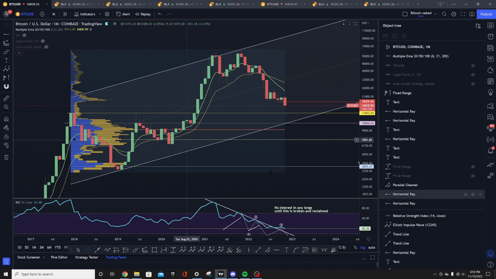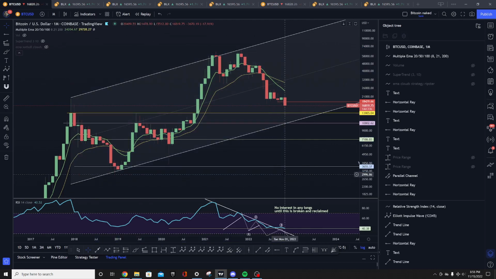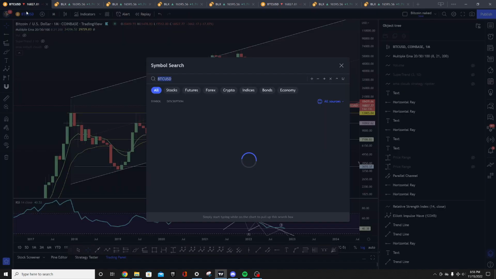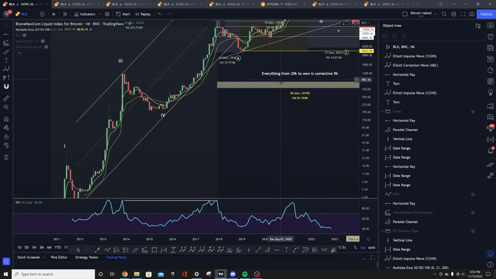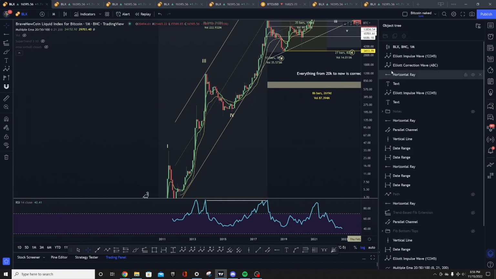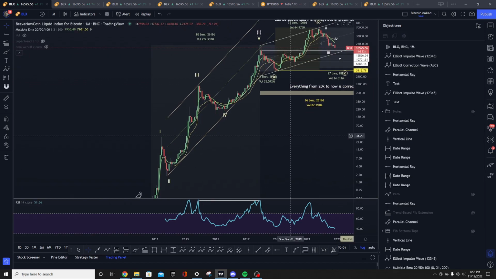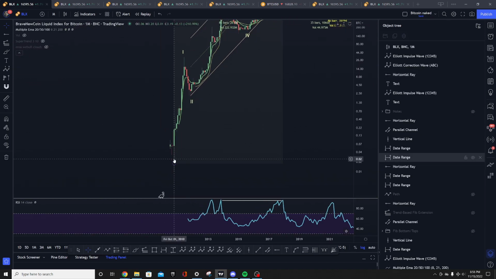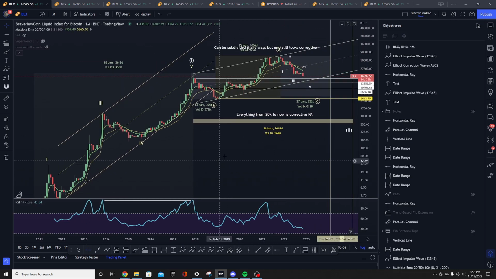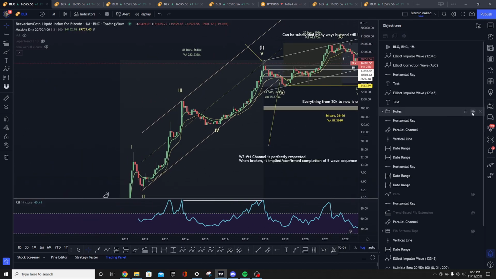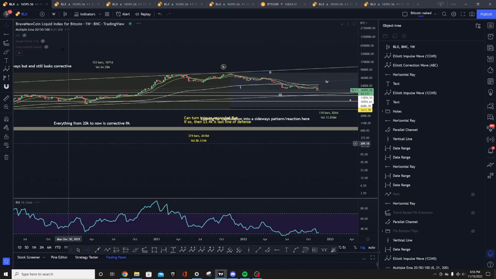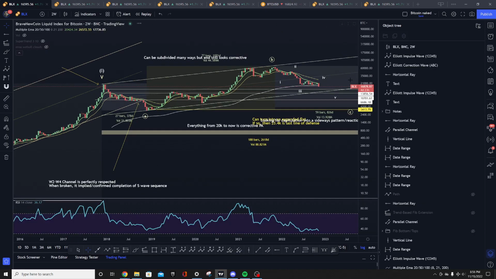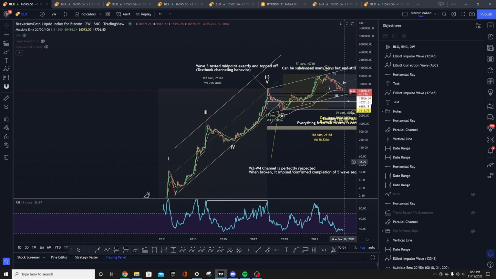Now that I've gone over the traditional TA, let's talk about the macro counts that I'm tracking. BLX is the chart that tracks Bitcoin's whole history, or as far back as it can go, in this case 2010. This is my macro. Let me bring out my notes. This one makes a lot of sense to me. If I were to have a bullish macro, this is my primary.